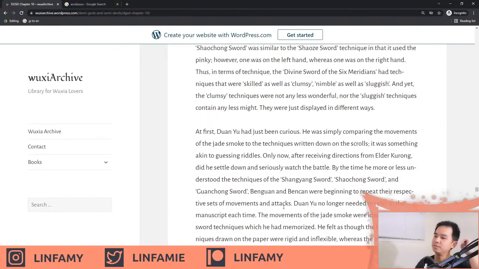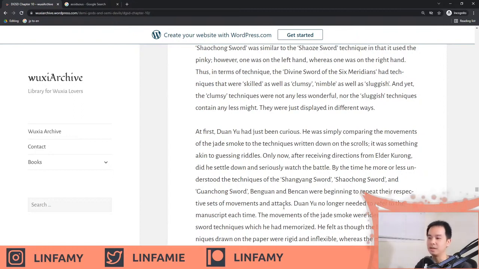At first, Duan Yu had just been curious. He was simply comparing the movements of the jade smoke to the techniques written down on the scrolls. It was something akin to guessing riddles. Only now, after receiving directions from Elder Ku Rong, did he settle down and seriously watch the battle.